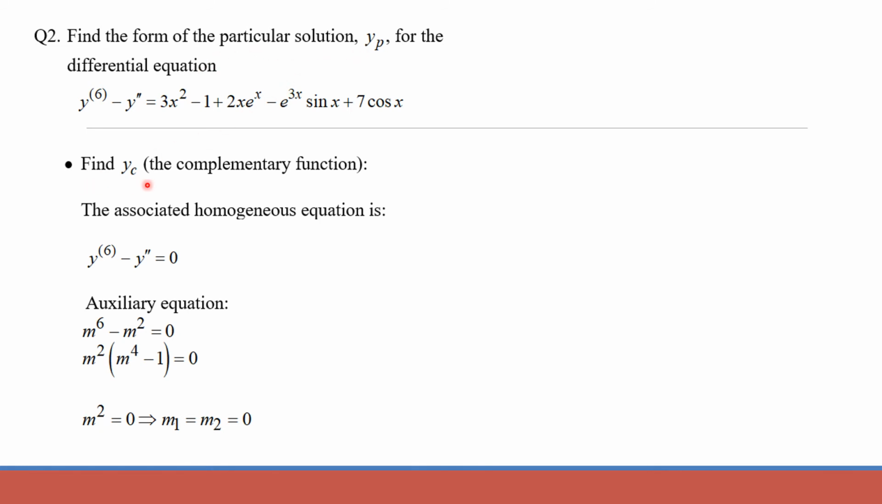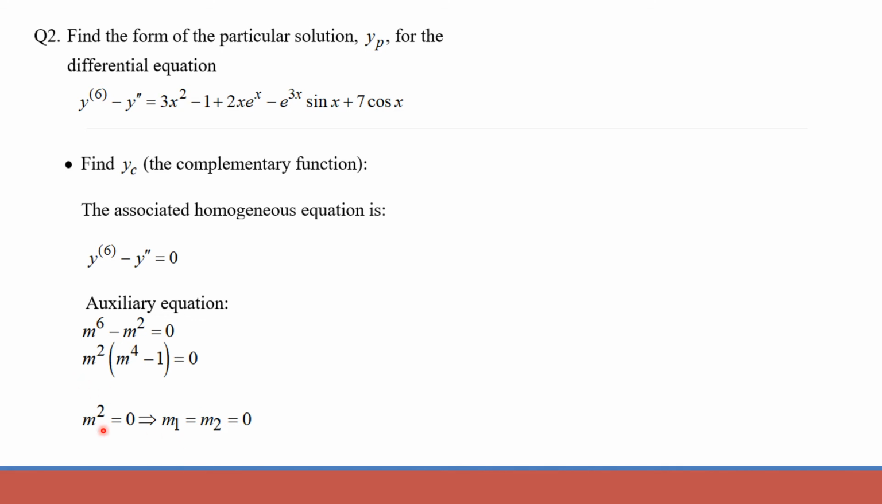Okay, so find yc. We have to change the right hand side to 0. So the right hand side has been replaced by 0. The g(x) on the right side is equal to 0. So we have this equation in the form of the 6th derivative of y minus y double prime equals 0. The auxiliary equation will be m to the 6th minus m squared equals 0. Factor the m squared. So m squared times m to the 4th minus 1 equals 0. So m squared equals 0, or m to the 4th minus 1 equals 0.